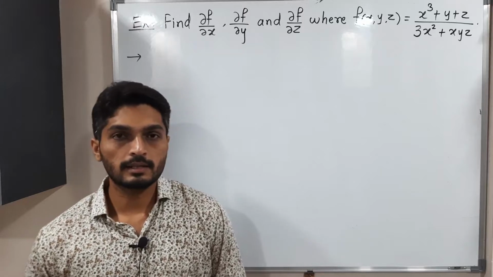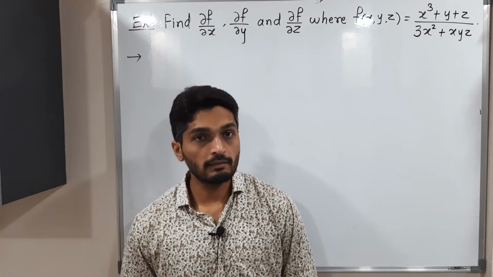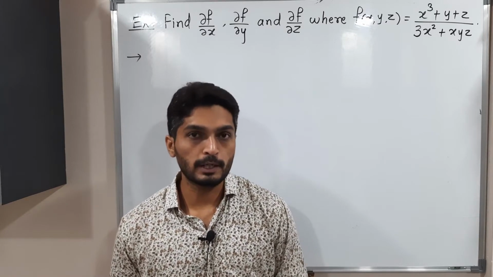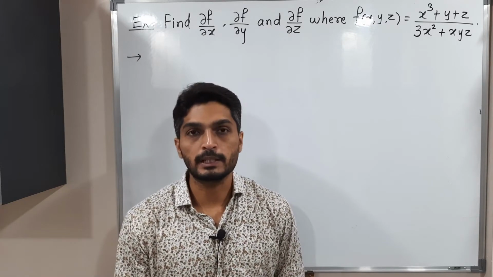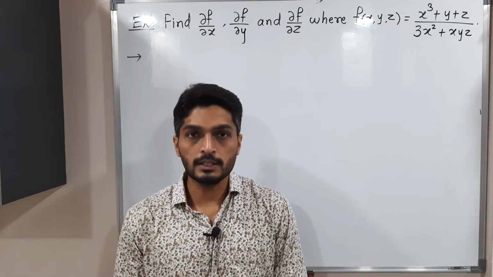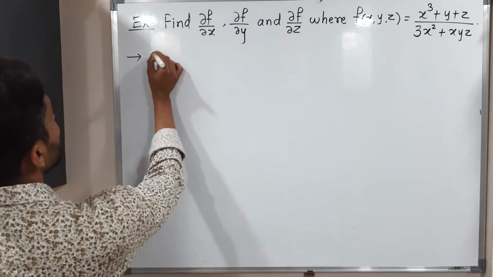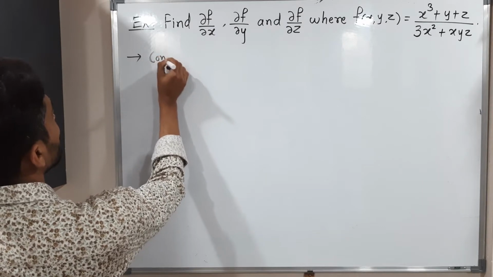Let us discuss this example of partial derivative. We have a function of x, y, z and we have to find its derivative with respect to x, with respect to y and with respect to z. So let us start to find its derivative with respect to x first.